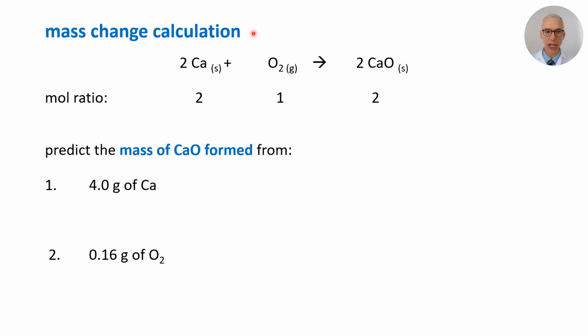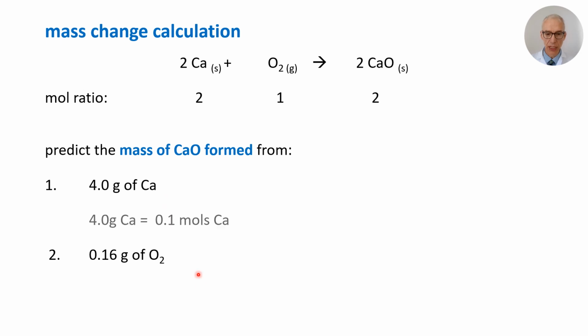So let's carry out a mass change calculation. We've got a balanced chemical equation. 2 moles of calcium, 1 mole of oxygen to 2 of calcium oxide. So we have a fixed mole ratio of 2 to 1 to 2. From that, we can predict the mass of calcium oxide formed from a starting mass of calcium.